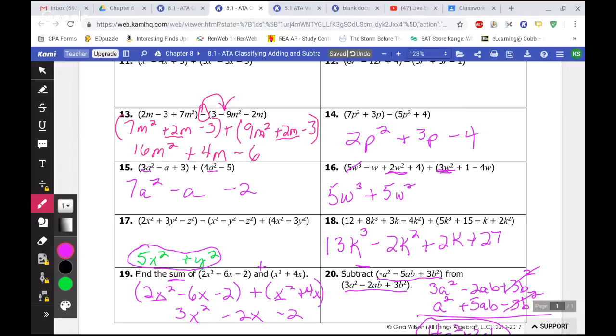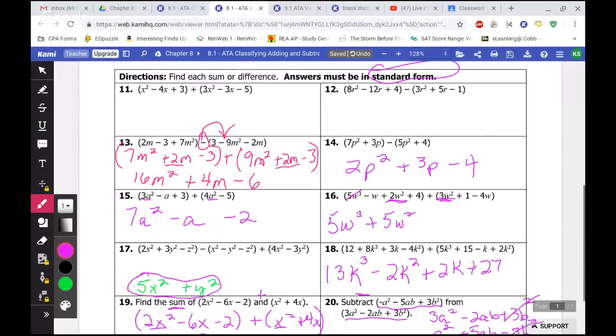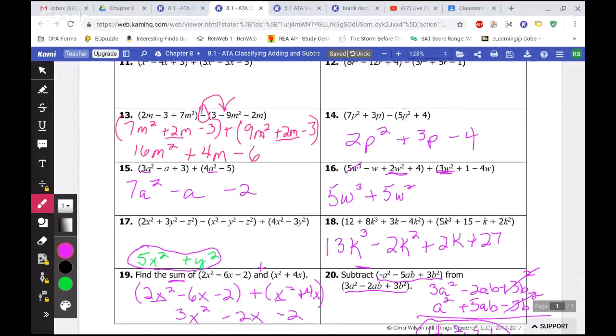What happened to the minus w after the 5w cubed? We haven't handled it yet because we're handling them in standard form. So we're going 3, 2, 1, constant. Because your answer has to be in standard form, you want to handle it in standard form. That way you're taking each term where it's supposed to go. There's no point in solving everything and then writing it in standard form when you can skip through it and go to standard form.